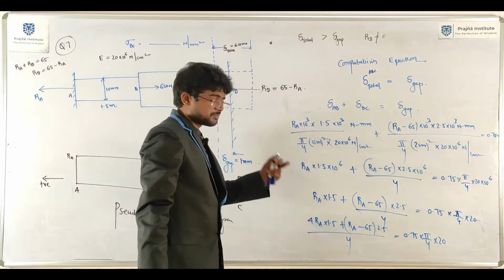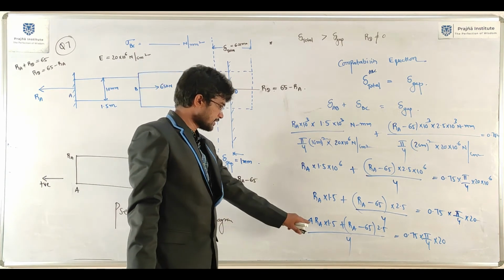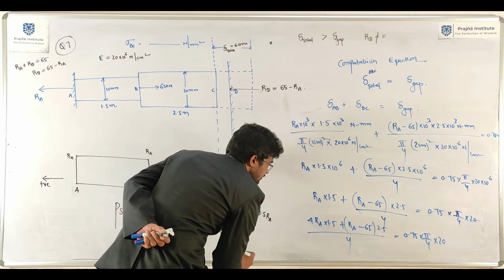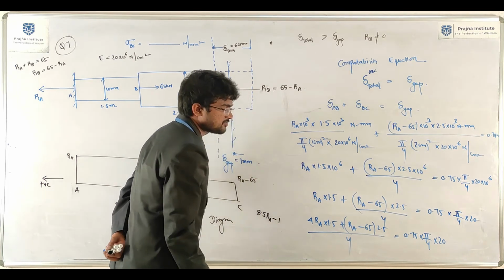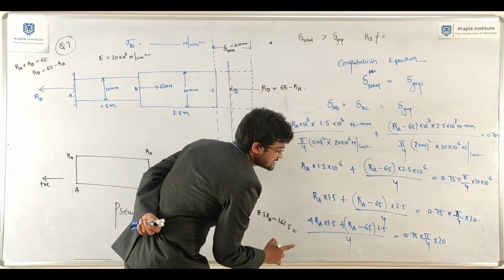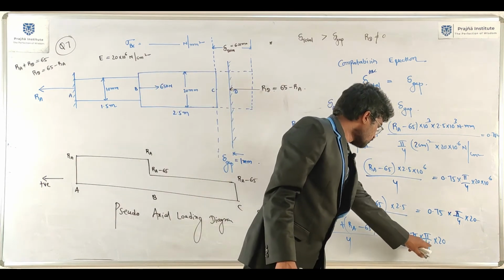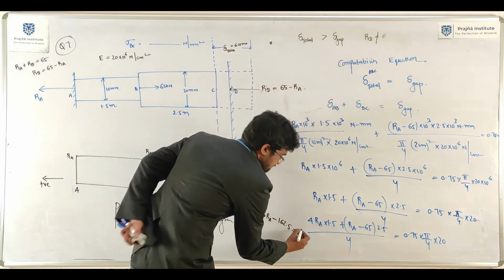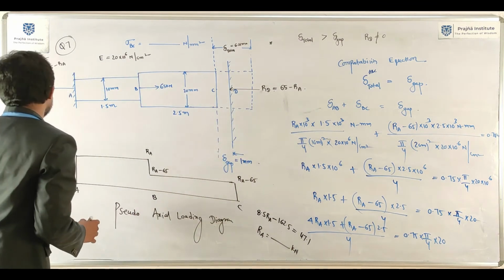Here 4 into 1.5, how much? 6 RA, correct? 6 RA plus 2.5 RA, that is 8.5 RA, minus 65 into 2.5. Equivalence, the 4 gets cancelled out, 0.75 into pi into 20, how much is this? 47.1. Finally, RA equals, tell me, in terms of kilonewton.